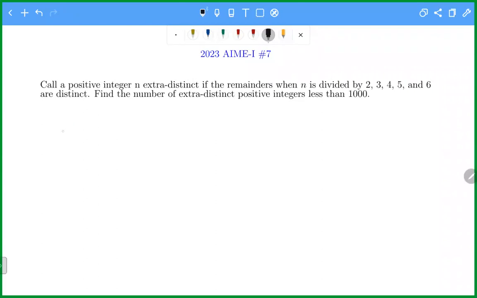So let's check n modulo these numbers. Let's call n equivalent to a modulo 2. Then in modulo 4, this number is either a or a plus 2. So since the remainders are distinct, it cannot be a.